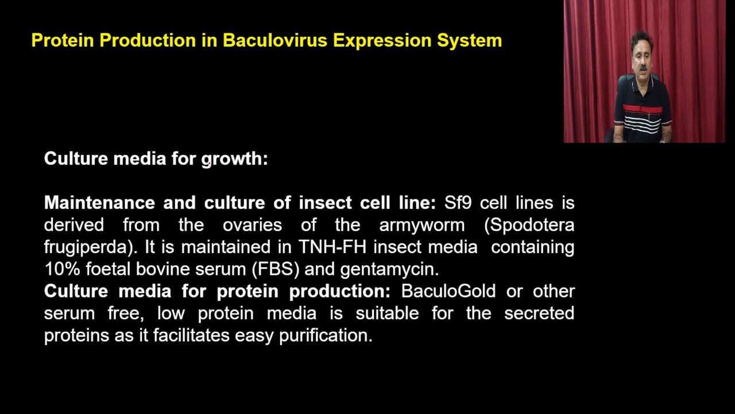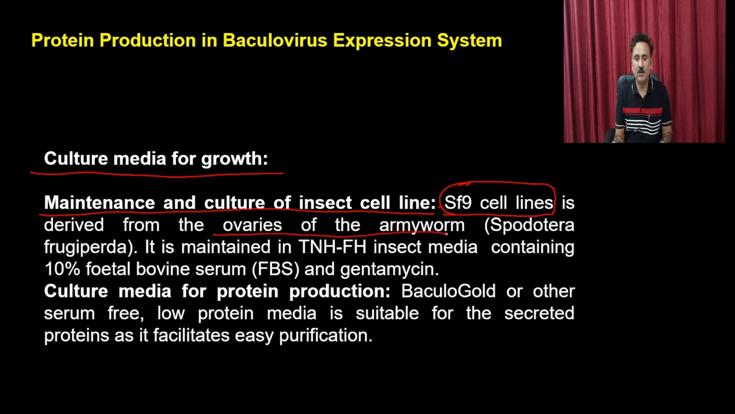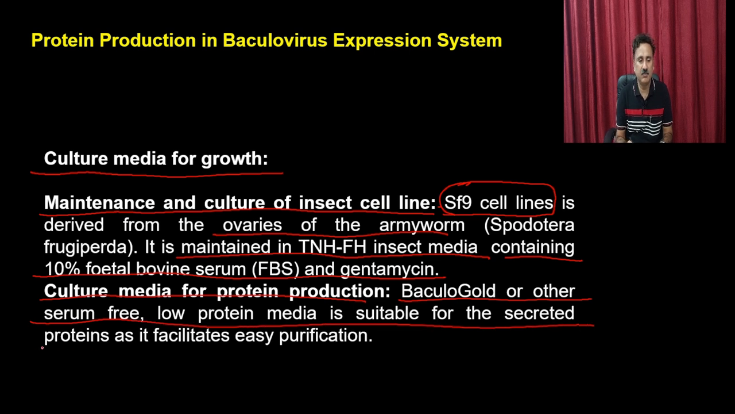Then you are going to do the protein production. So you are going to have the culture media for the growth, and the maintenance and culture of the insect cell line. The SF9 cell line is the cell line used for the baculo expression system, and it is derived from the ovaries of army worms, and it is maintained in TNMFH insect media containing 10% FBS and gentamicin. And for the culture media for protein production, Baculo Gold or other serum-free low-protein media is suitable for secreted protein as it facilitates easy production.